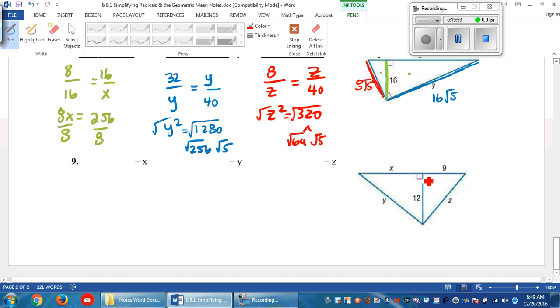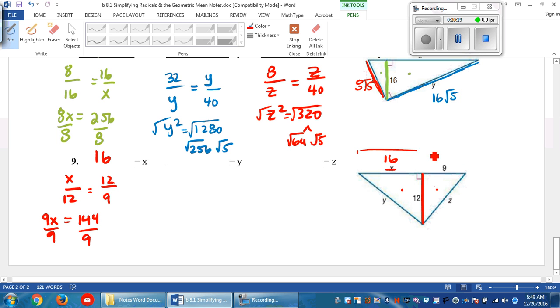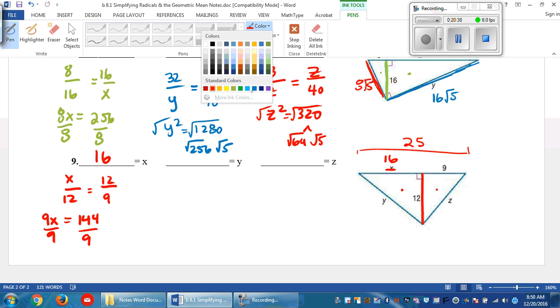So if I start out, 12 is the shared side between these two. So that's going to help me find x. So 12 is my geometric mean. It's the shared side between x and 9. Cross multiply. 9x equals 144. Divide by 9. That gives me 16. So this little piece is 16. That is the hypotenuse. So we know that we can get this side right here because we needed it last time. By adding them up, that's going to be 25. So let's do it right now to help us later on.